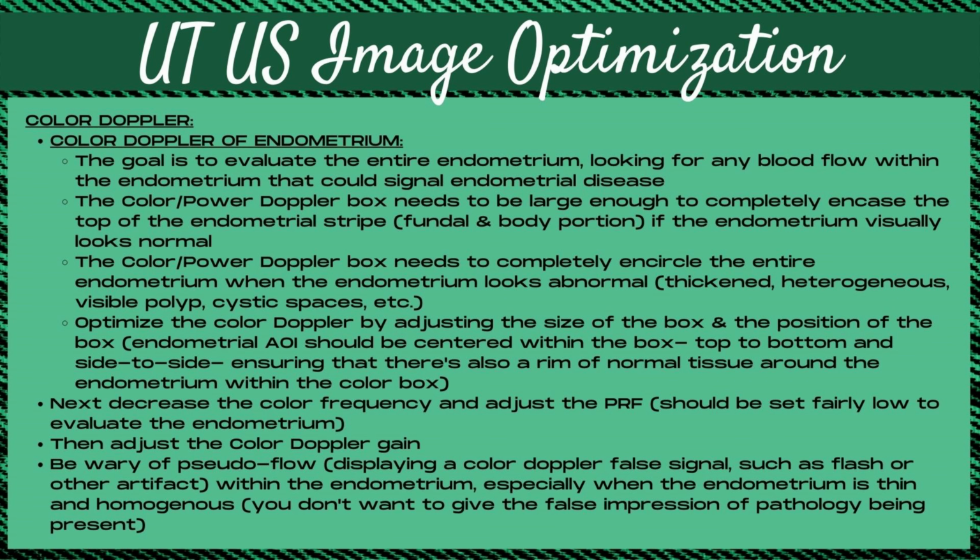However, if the endometrium visually looks abnormal, then the color or power Doppler box needs to completely encircle the entire endometrium, all the way from the fundal portion to the cervical portion. And this is when the endometrium looks thickened, heterogeneous, there's a visible polyp or cystic spaces. You want to optimize the color Doppler by adjusting the size of the box and the position of the box. The endometrial area of interest, this is most of the time the fundal and body portion of the endometrium, should be centered within the box, top to bottom and side to side, ensuring that there's also a rim of normal tissue around the endometrium within the color box on all sides.